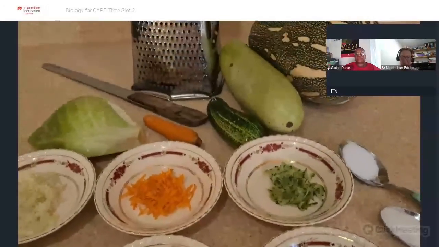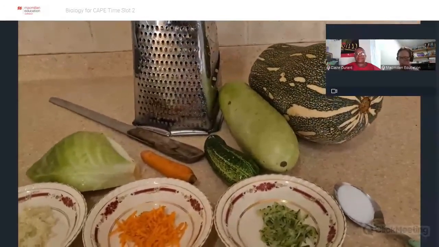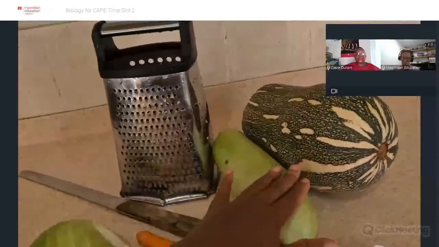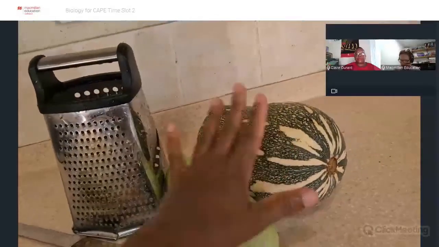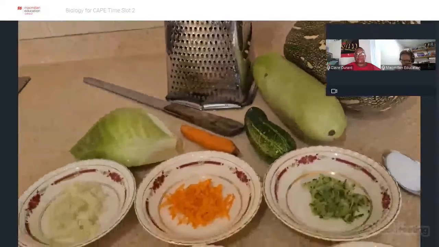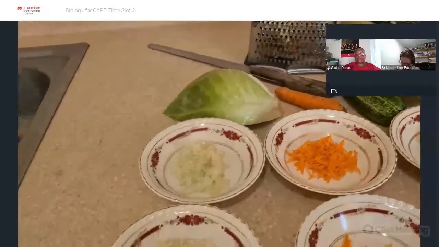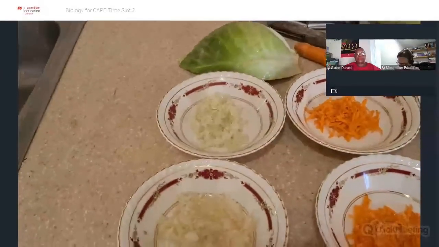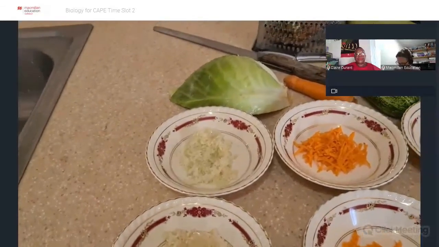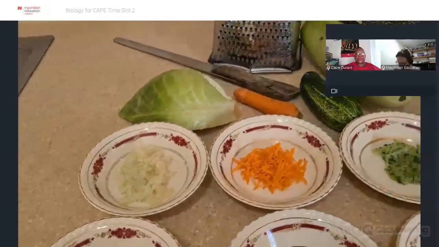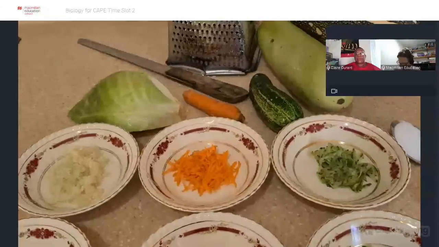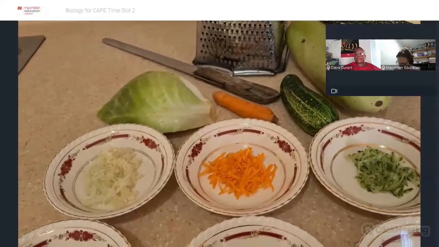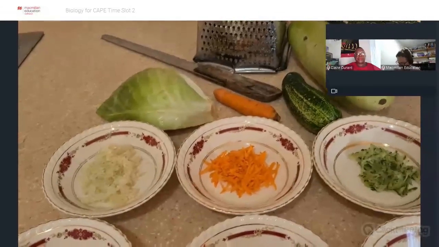If you don't have any of these vegetables, you can always substitute a marrow or pumpkin. Now, as controls for the cabbage, carrot, and cucumber, no salt or sugar was added.